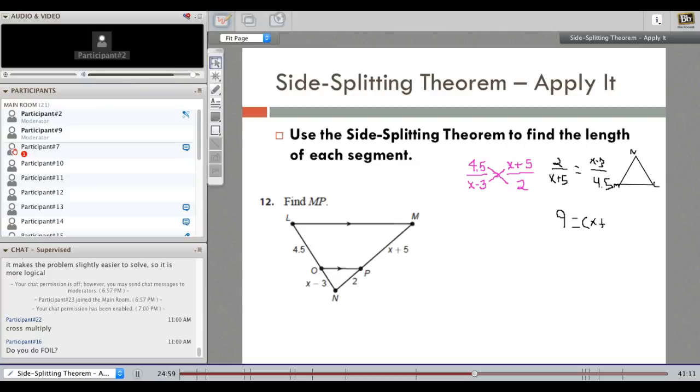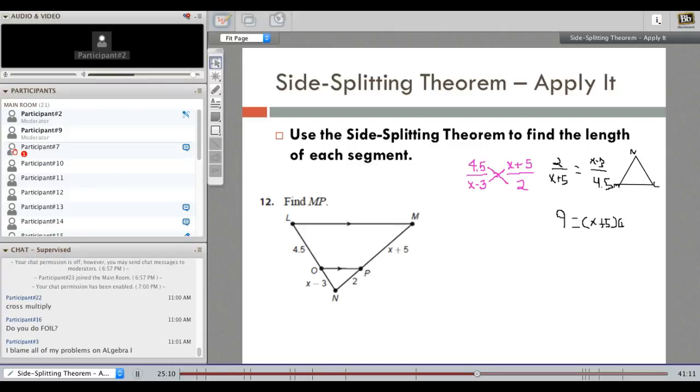Okay, very good. So Tristan's going with it. He took 2 times 4.5. That's where the 9 is coming from. And beautiful work putting the x plus 5 in parentheses and the x minus 3 in parentheses.